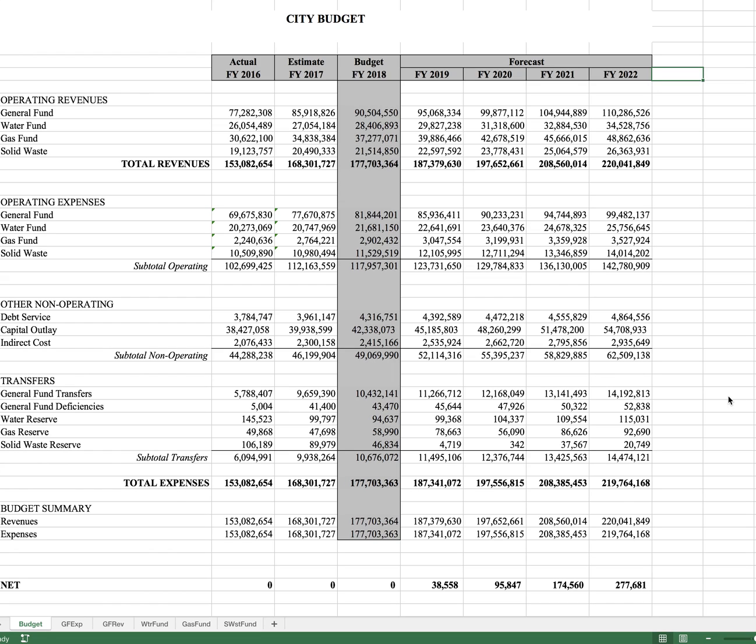What we have here is an example of a city budget. And I wanted to illustrate this to show you all how funds tie together, as well as to give you all a visual illustration of how a budget would actually look on paper.